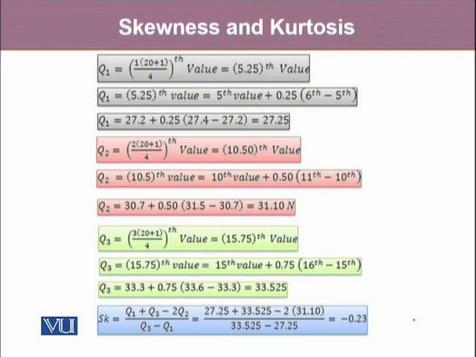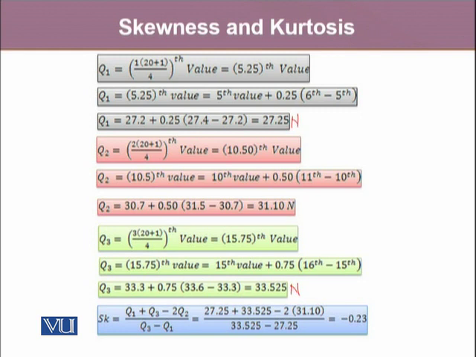Similarly, we can use A.L. Bowley's method to measure the coefficient of skewness. Here, we have the value of Q1, which is 27.25. We have the value of Q2, which is 31.10 newtons, and the value of Q3. Here, Q1 is a point that has 25% of observations below it. Q2 is a point that has 50% of observations below it. And Q3 is a value that has 75% of observations below it.